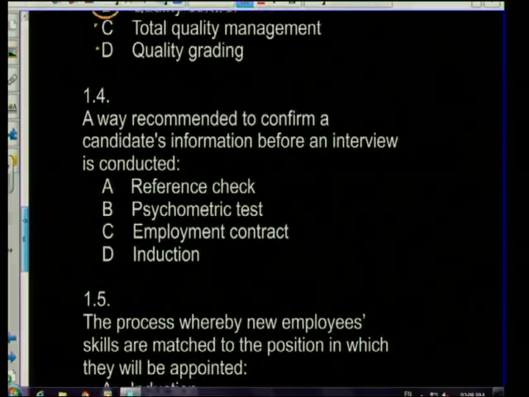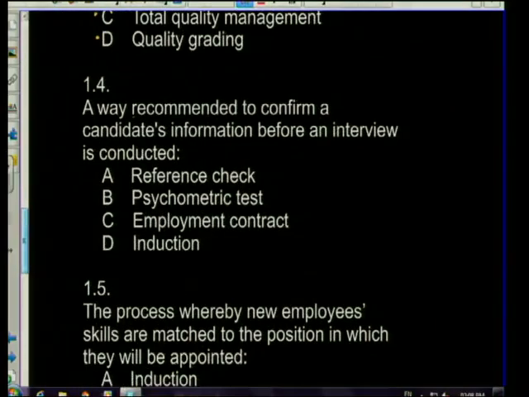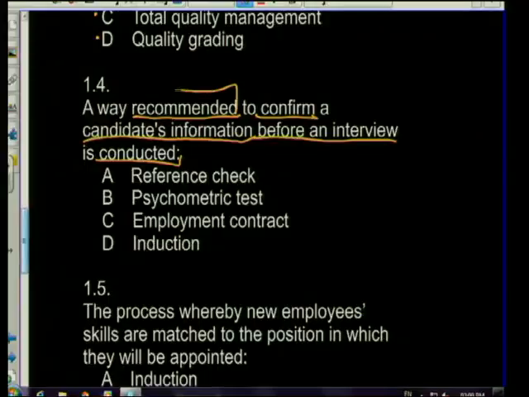The fourth question over here, let's have a look. A way recommended to confirm a candidate's information before an interview is conducted. So this will be part of the human resource function where we advertise a post internally, externally. We have received CVs, and within the CV, we need to check whether people can back up what they've said, their qualifications, previous work experience. So let's have a look. So recommendations to confirm a candidate's information before an interview. So this could be a reference check, psychometric testing, employment contracts, or part of induction.